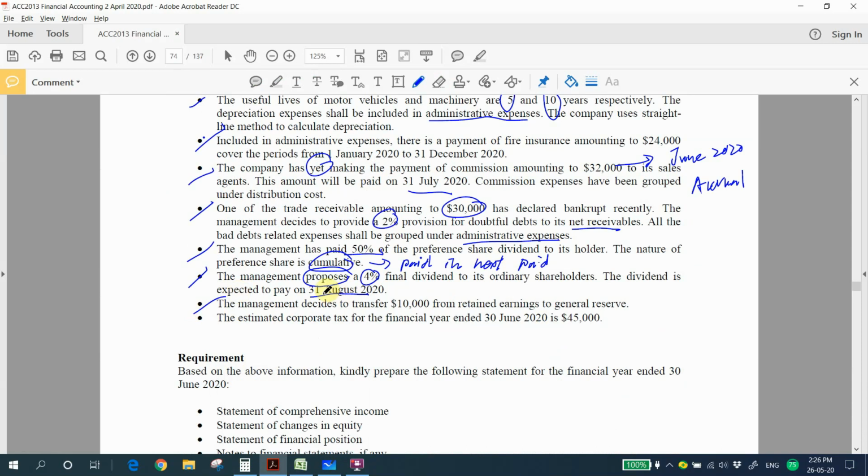So management decide to transfer 10,000 from the retained earning to general reserve, and this one we will handle when we're doing statement of changes in equity. I think I better use the full words because same as SOCI, right? We do in changes in equity. You can make a circle so that you can avoid this one we haven't adjusted. And last one, the estimated corporate tax for the financial year ended 30th June 2012 is 45,000.